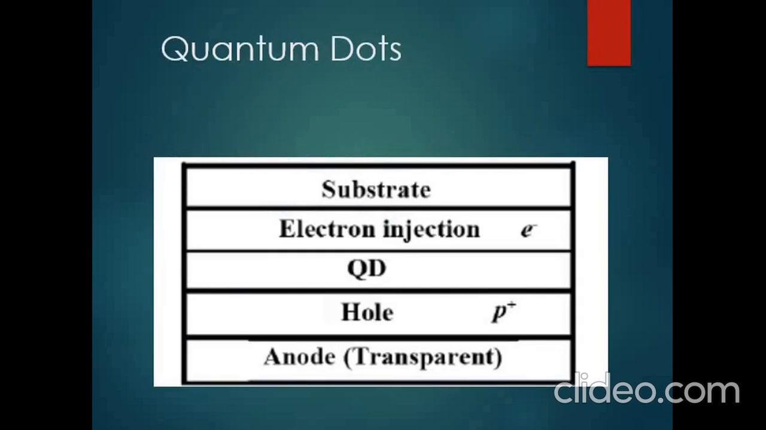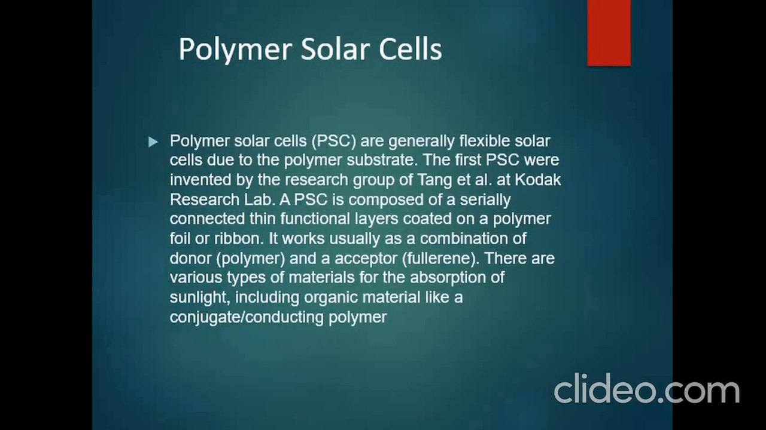Before going to that, I will show you a quantum dot structure. You can see that there is a substrate, there is an electron injection layer, in between there are quantum dots, and then hole layer and anode. The anode can be made of ITO, and the substrate can be silver and aluminum. For the electron injection and hole layers you can use any layer, organic or inorganic. And the quantum dot material is porous silicon and porous TiO2. So this is it. Now we'll discuss polymer solar cell.